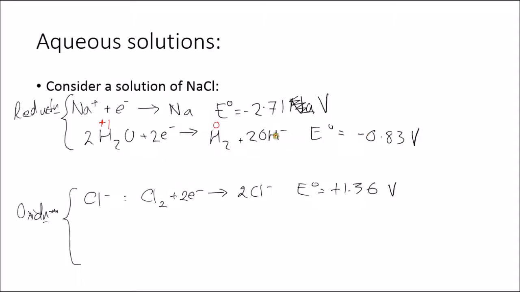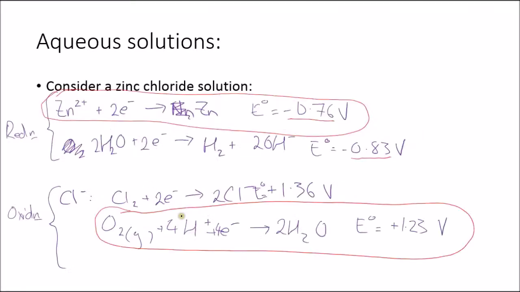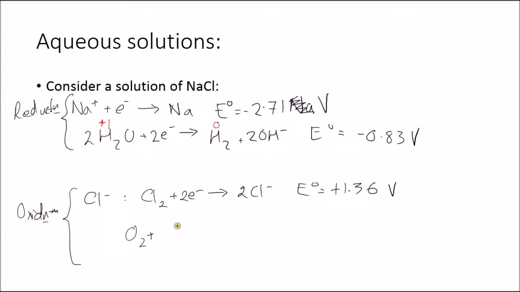Now we've got the potential of that one. Now when we think about our other reaction that's going on, that is the O2. O2 plus 4H+ plus 4e- going to 2H2O, and this one has a potential of plus 1.23 volts.